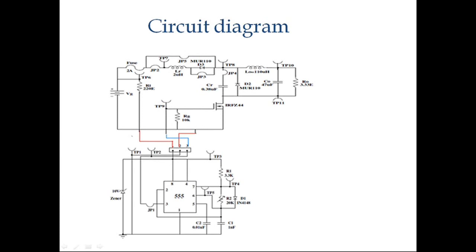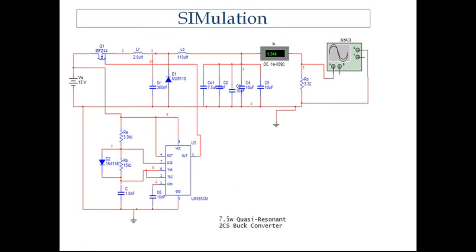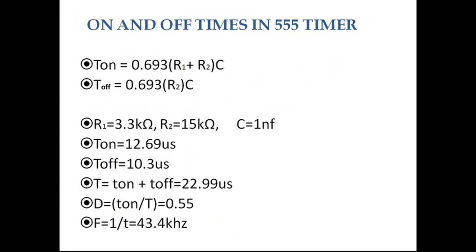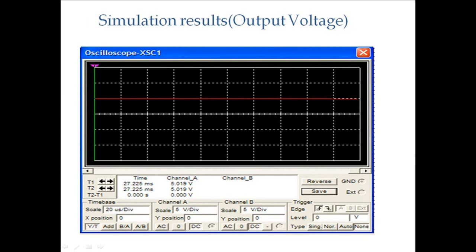In this, the MOSFET which I have used is IRFZ44 N-type MOSFET for high switching frequencies. The resistors R1 and R2 are designed for setting on and off times of the gate pulses. This is the circuit diagram which is simulated in Multisim software. These are the on and off times of the gate pulses for which the values of R1, R2 and C are 3.3 kΩ, 15 kΩ and 1 nanofarad respectively. For which on time 12.69 microsecond, off time 10.30 microsecond, duty cycle 0.55 and switching frequency 43.4 kHz.